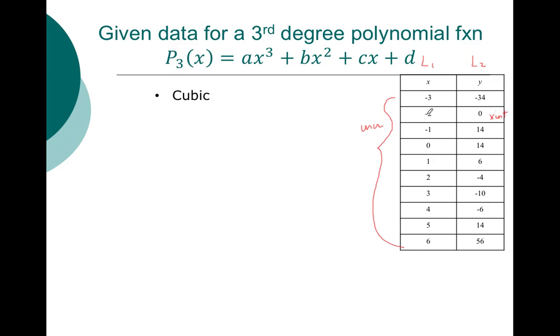It's an x-intercept, right? When x is negative 2, y is 0. Hey, look what happened here. What's going on here? Polynomial functions are never flat. So if at negative 1 you were 14, and at 0 you were back at 14, something had to happen.